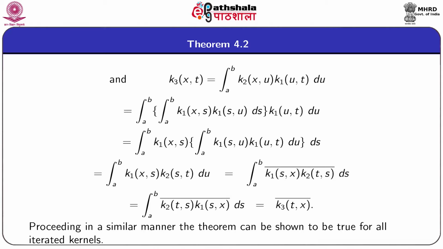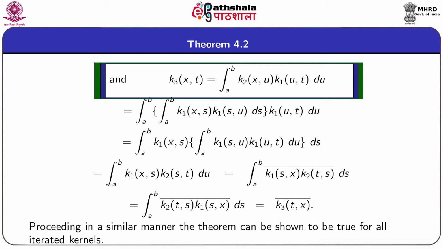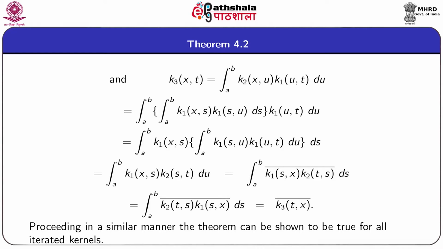Next, we shall show that the third iterated kernel, that is K3 x t, is also symmetric. Now, K3 x t is defined as integral from a to b K2 x u into K1 u t du. Now, we write the expression for K2 x u, so that K3 x t becomes integral from a to b K1 u t du into the inner integral from a to b K1 x s into K1 s u ds. So the inner integral we write in place of the second iterated kernel K2 x u.